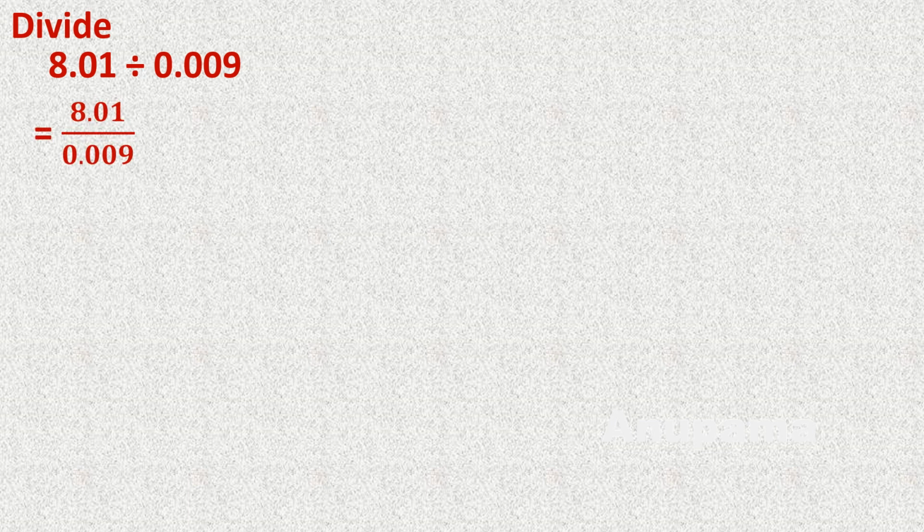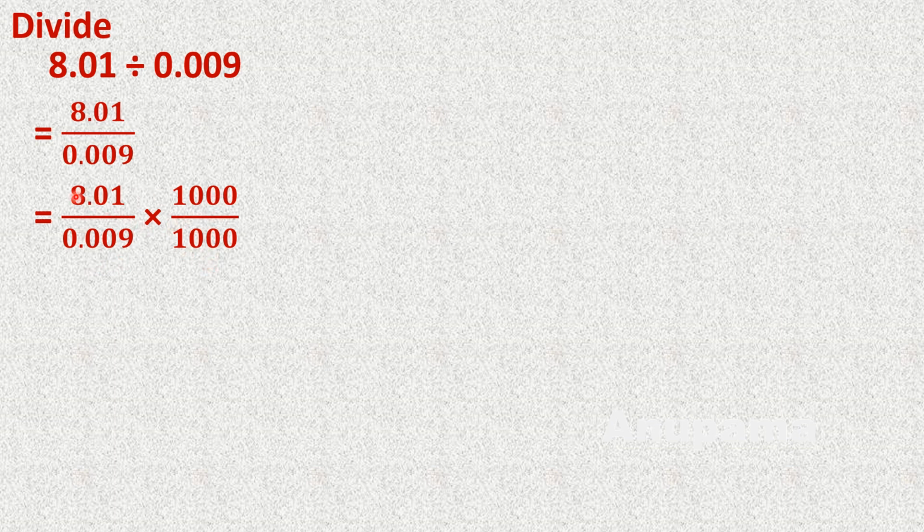Let us do one more question. 8.01 divided by 0.009. Now what will we do? At first we will write it as a fraction, 8.01 by 0.009. Now here are 3 decimal places in this denominator. It means we should multiply by 1000. So simple. So we will multiply by 1000 in the numerator and denominator both. It means 8.01 by 0.009 multiplied by 1000 by 1000.